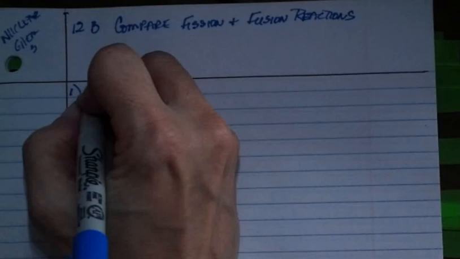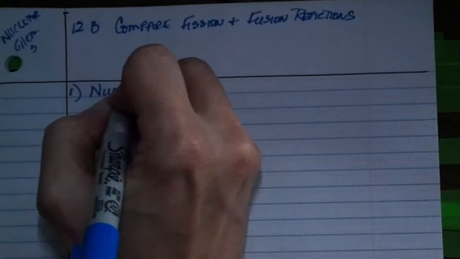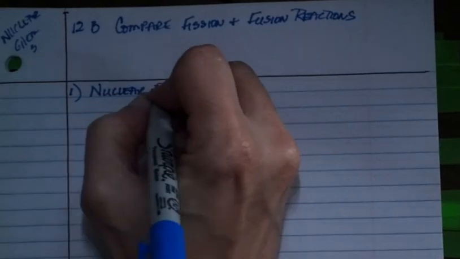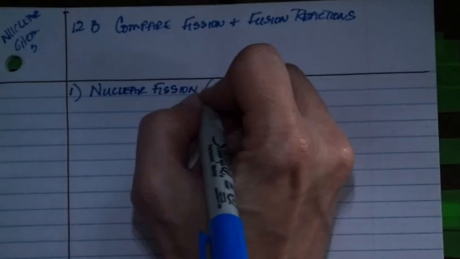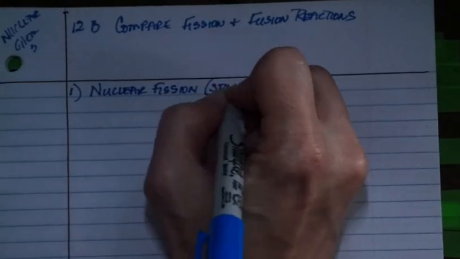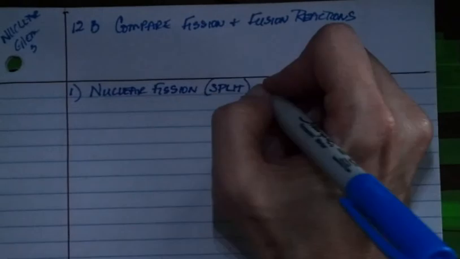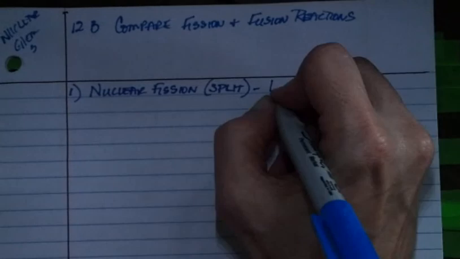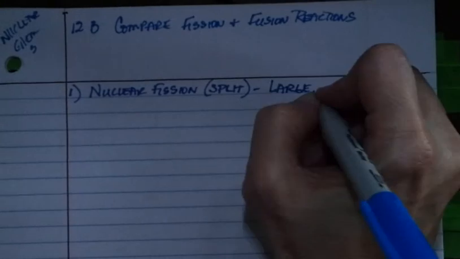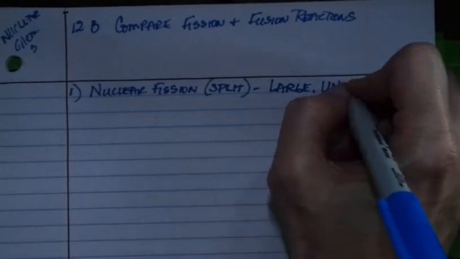Fission, and that word fission means to split. So we're splitting the atom in this sense. This is all that happens naturally, not that we're making it happen. This is when large, unstable, there's the key word, unstable isotopes.